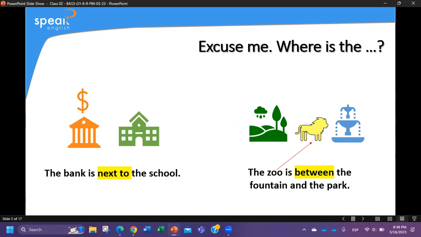Simple answer. When I ask you, how do I get to the bank? Then you give me the complete answer, okay? Well, then you give me the directions. But if I ask you, where is it? It's just the place. Where is it?